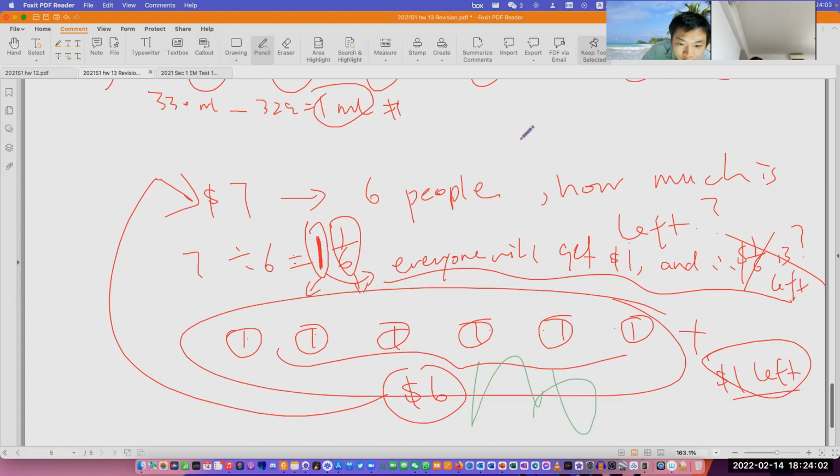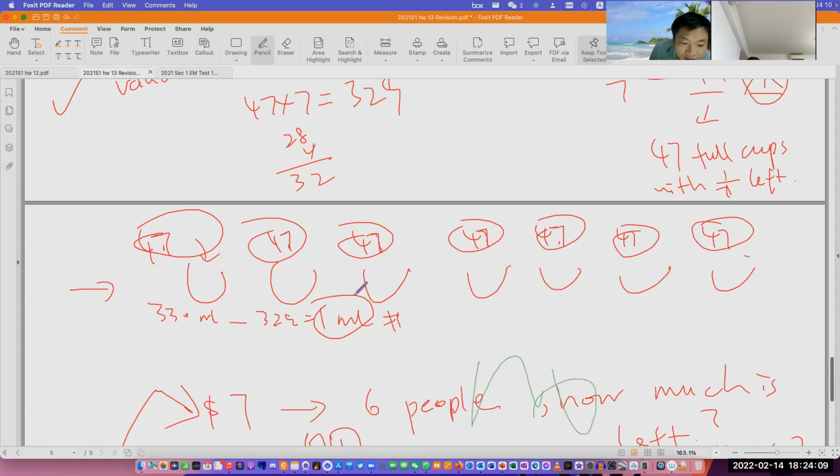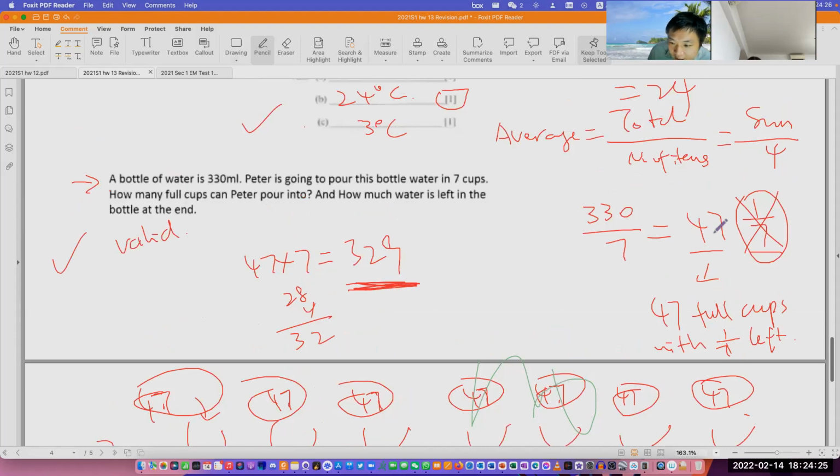Similarly above, 47 into 7 of them, and after you use 7 times 47, you will get 329, and then you compare your 329 to the total, which is 330, so you have 1 milliliter left. You don't go and split it like, oh, I get 47 and 1/7, 47 is distributed and then 1/7 is left. Okay, this concept is very wrong.